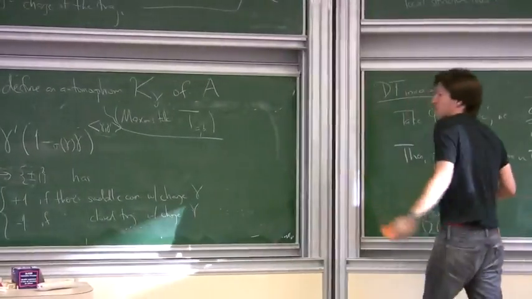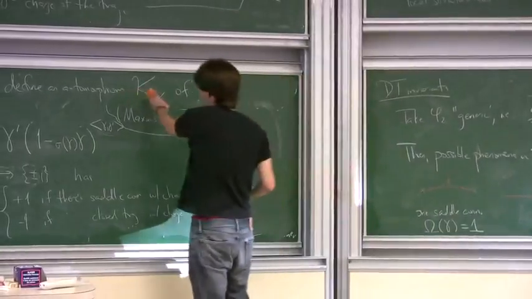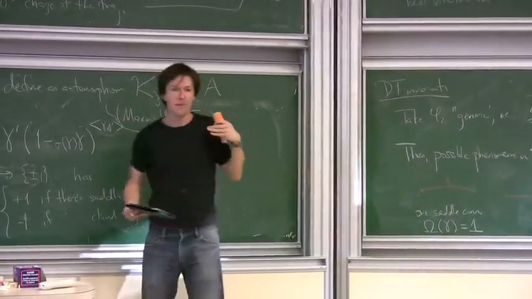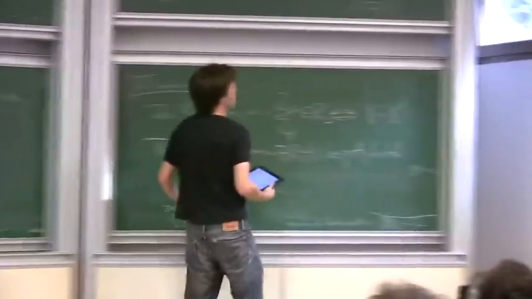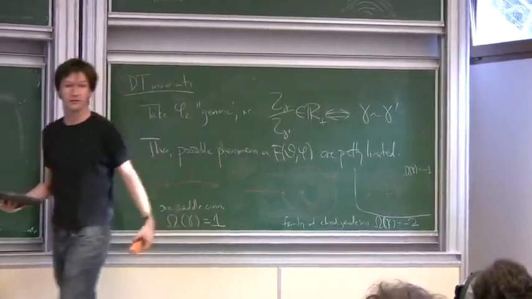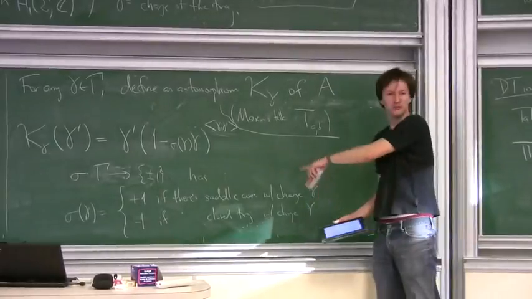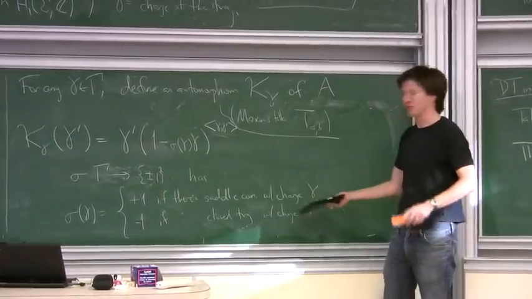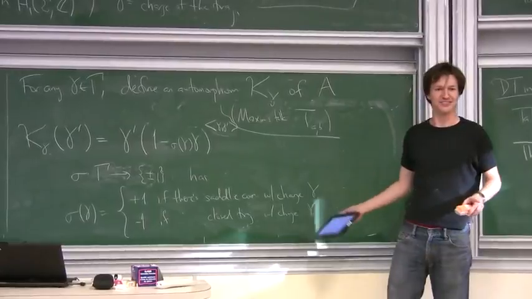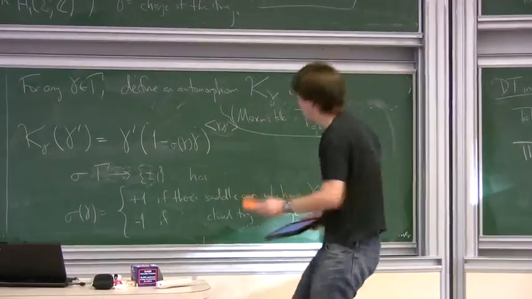So now, okay, you define this crazy automorphism for every gamma. And if there is no saddle connection for this gamma, what would you do? I said I didn't want to define it, I just wanted to describe some properties that it has. These are the only properties that I'm going to use. Did you say homomorphism? It is not a homomorphism. It is a quadratic refinement of the intersection pairing.